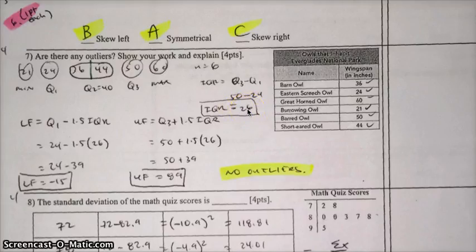Now, to find your outliers, you have something called the lower fence, and you have something called the upper fence. The lower fence formula is Q1 minus 1.5 times IQR, and the upper fence formula is Q3 plus 1.5 times IQR. So you're going to take your Q1 value, which is 24. Then you're going to find your IQR, which we did over here. It's 26. Multiply those 2 numbers, you get negative 39. And then subtract 24 minus 39, and you're going to get negative 15.